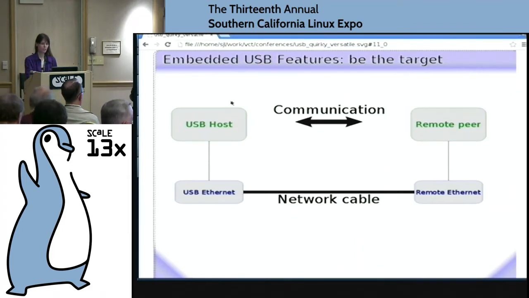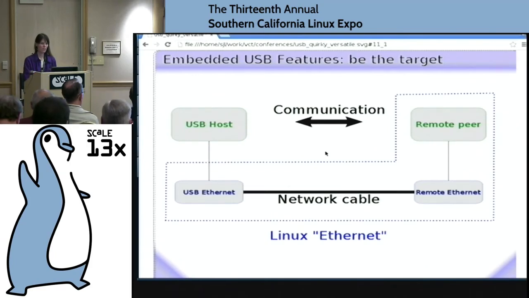So suppose you have your USB host and you have your USB Ethernet hooked up to it, and then over some network cable there's some remote Ethernet hooked up to some remote peer. Well, Linux can do this too. You can be the Ethernet. But the trick is you don't just get to be the Ethernet when you're a Linux smart target. You get to be the Ethernet and the remote peer to boot, because you're actually sending the stuff that you want to over your network into that USB port.